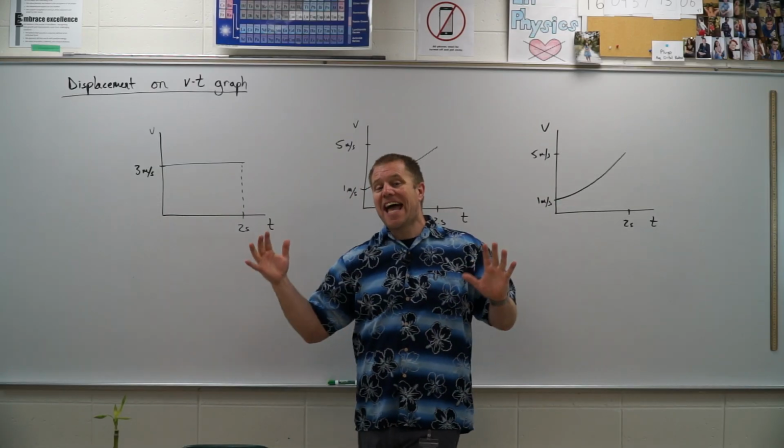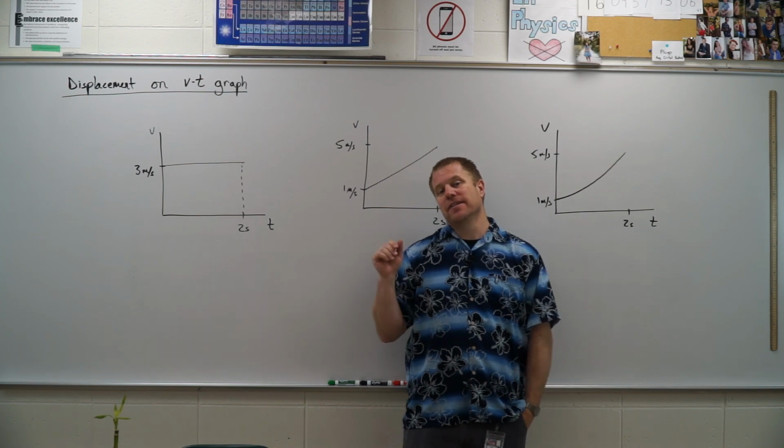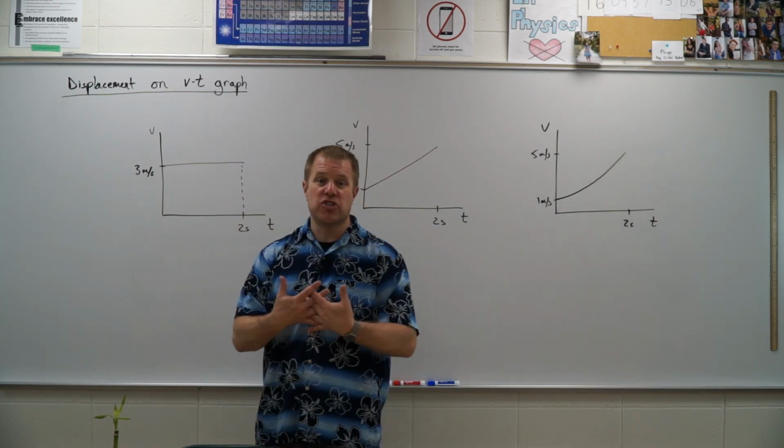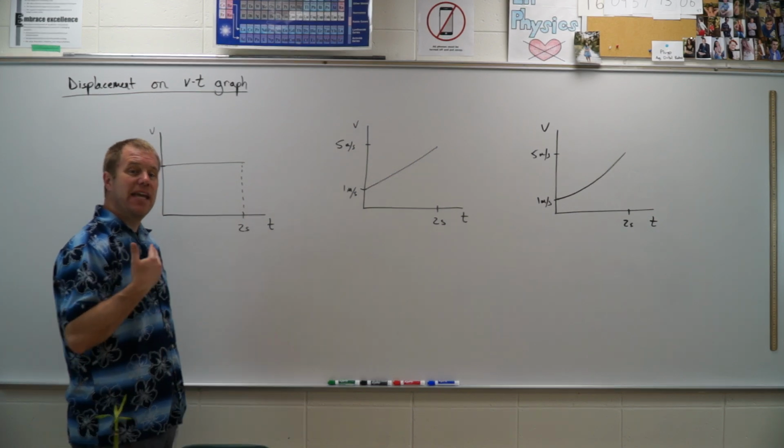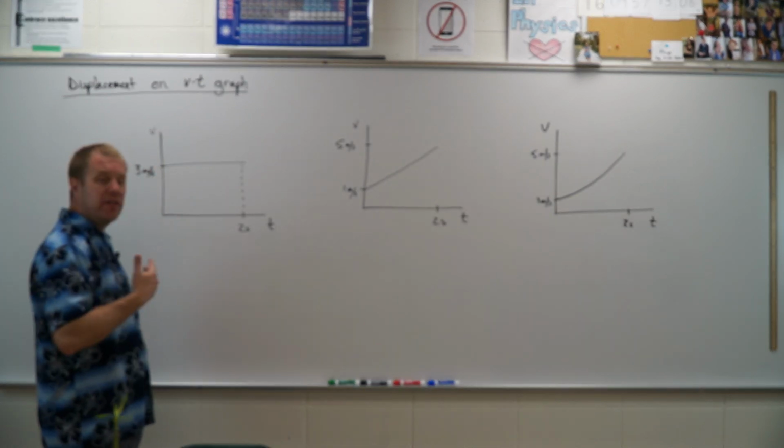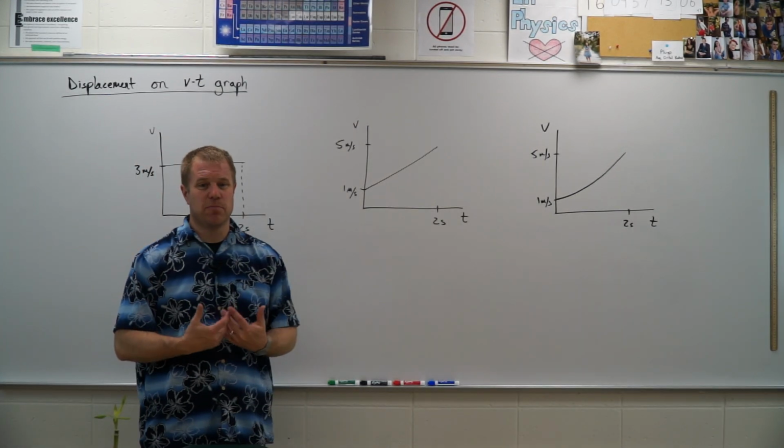All right, so now we're going to look at the last thing a velocity versus time graph can tell me. We know that it can tell me the slope is the acceleration. It can tell me what the velocity is at any given time. And so the last thing it can tell me about is the displacement.